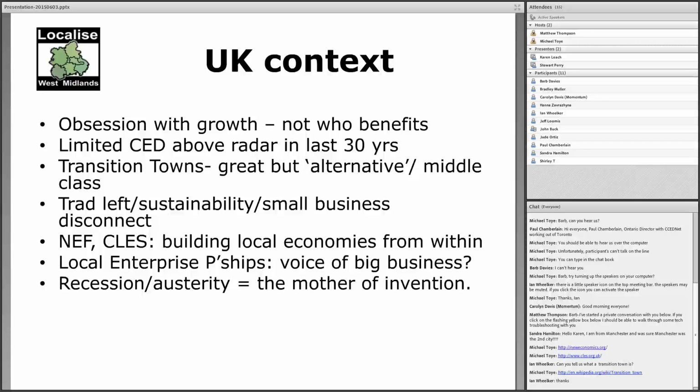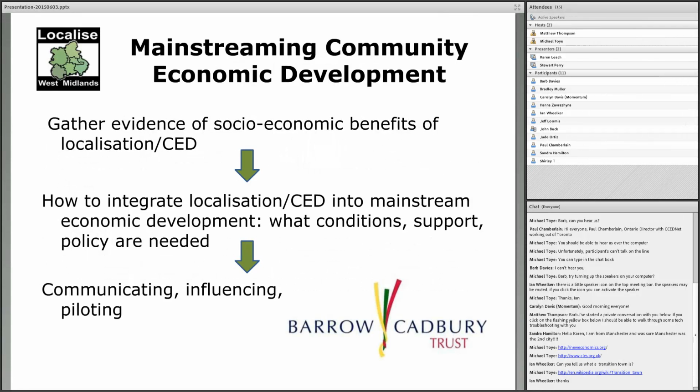Okay, so the piece of research we did was funded by Barrow Cadbury. The purpose was to research what the benefits are of a more localised economy as opposed to a perhaps more globalised one, and how to integrate these localised or community economic development approaches into mainstream economic development as delivered by the public and private sectors. And then, of course, working on communicating and influencing and trialling approaches like these.